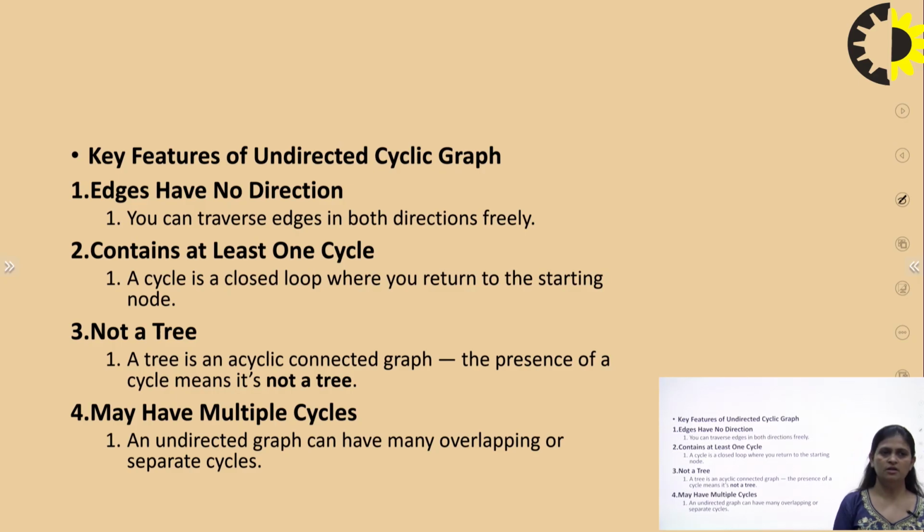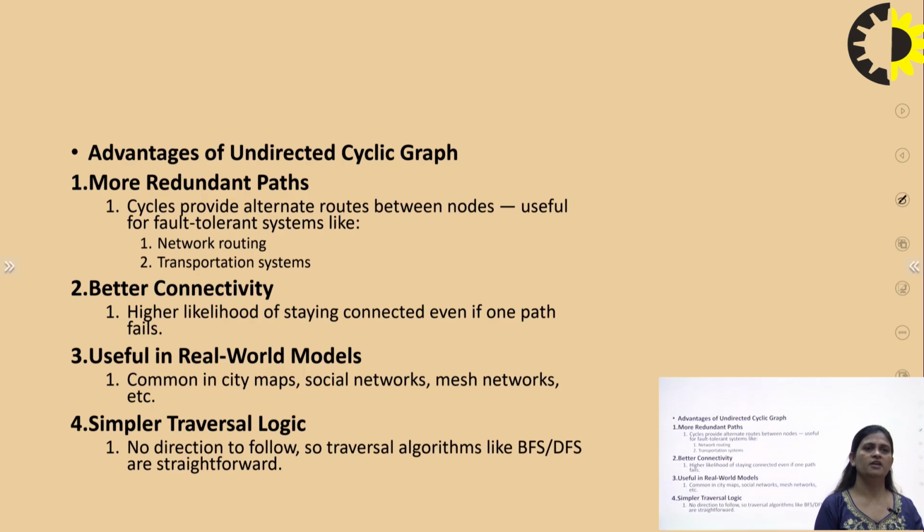It may have multiple cycles. An undirected graph can have many overlapping and separate cycles. Advantages of an undirected cyclic graph. Number one, more redundant paths. Cycles provide alternate routes between nodes, useful for fault-tolerant systems like network routing and transport systems. Second, better connectivity: a higher likelihood of staying connected even if one path fails.